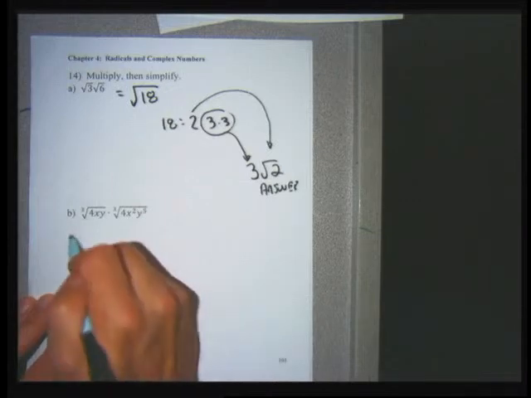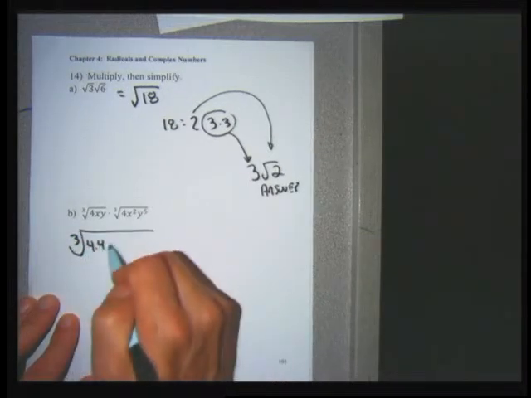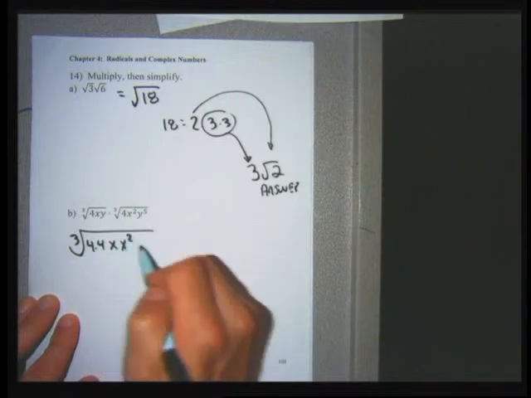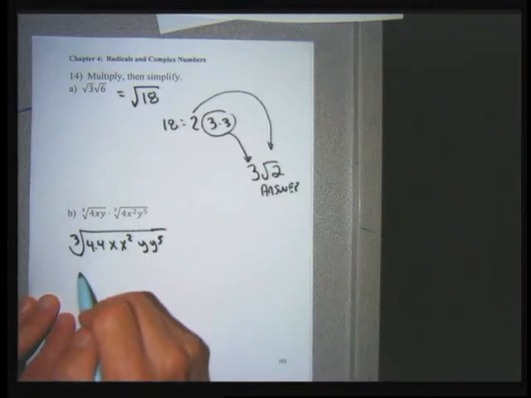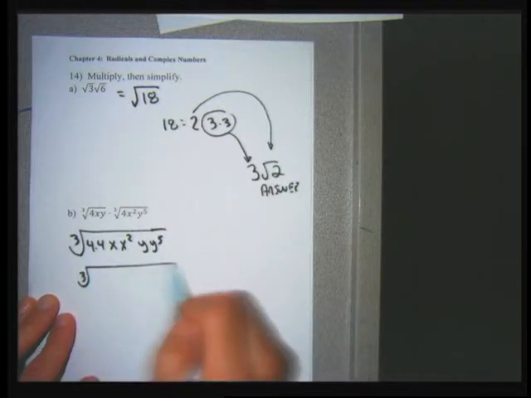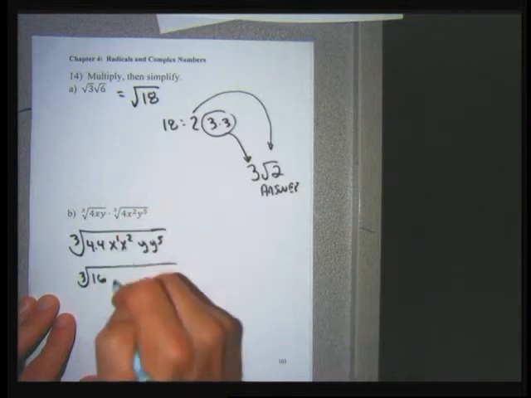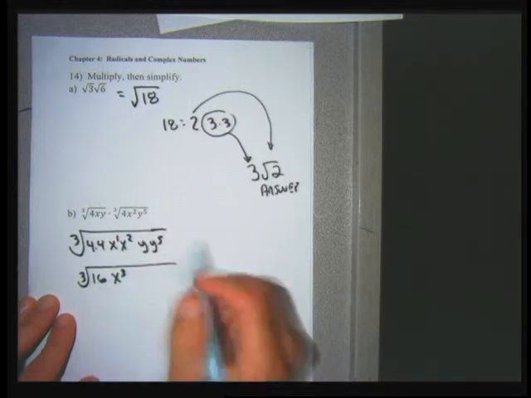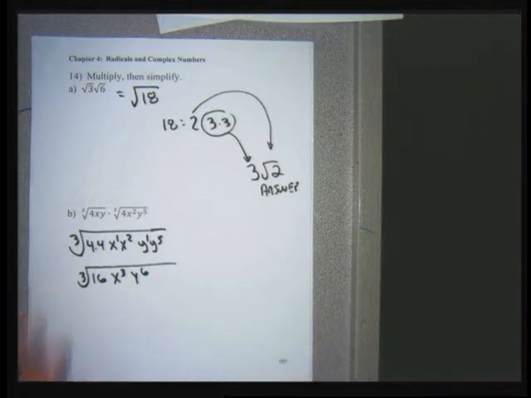For B, I'm going to multiply the 4's together, multiply the x's together, and multiply the y's together. The 4's just multiply to be 16. The x's, I need to add their exponents. 1 and 2 gives me an x cubed. For the y's, I need to add their exponents. 1 and 5 gives me a y to the 6th.